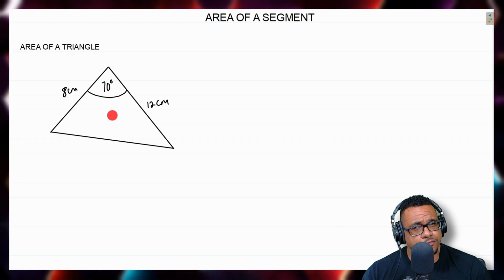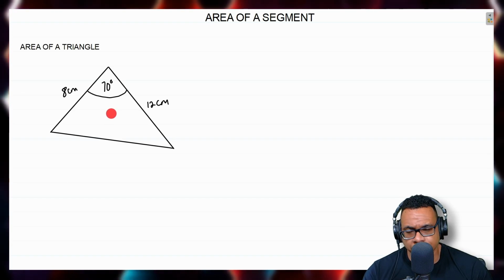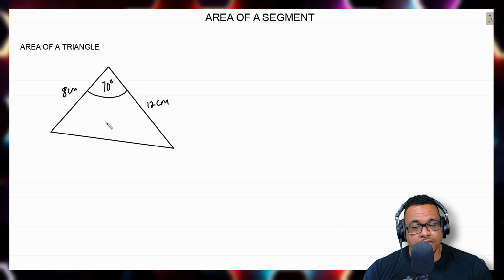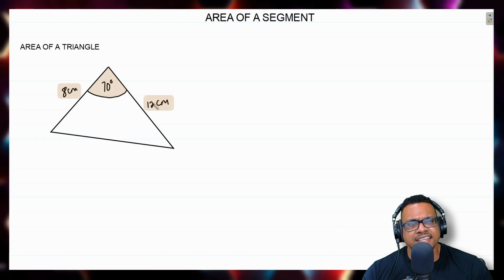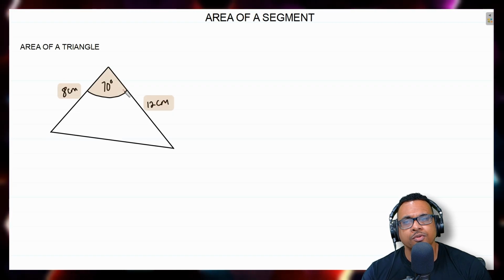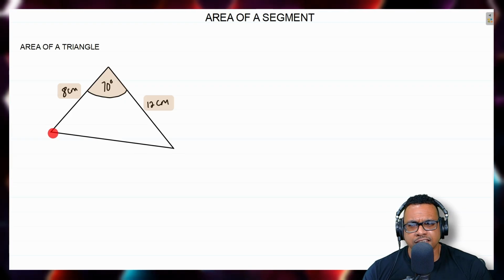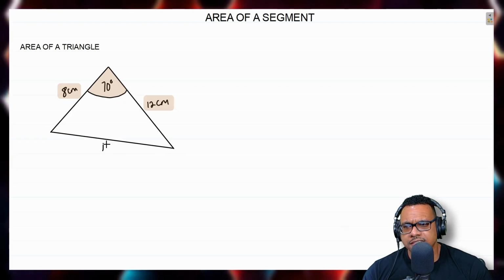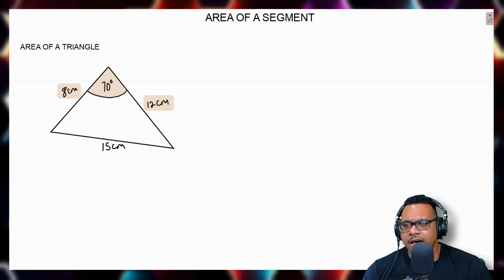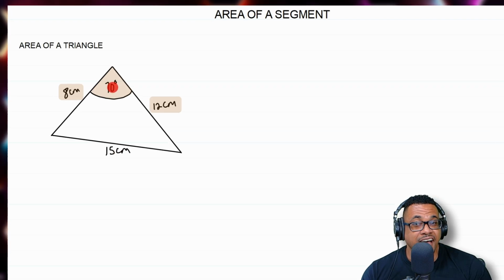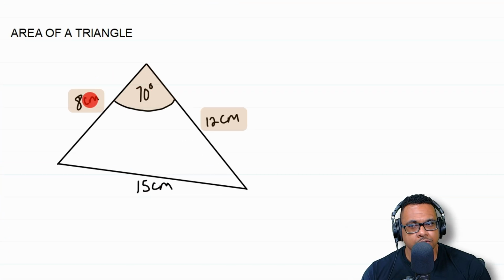In a lot of formula sheets, the formula is given as a half AB sine C. But first, let's do it without referring to the half AB sine C formula. Now notice we have two given sides and the angle is in between the two given sides. So even if I knew the length of this side here, I'll just throw in a random length, so I'll call this length 15 centimeters. I am not going to use this 15 centimeters here. All I'm interested in is the angle that's in between two given sides: the 70 degrees, the 8 centimeters, and the 12 centimeters.